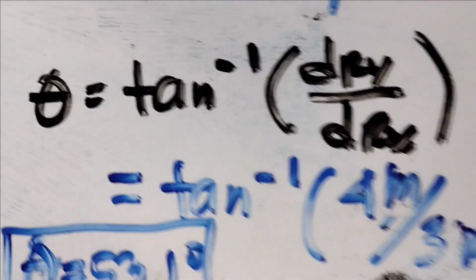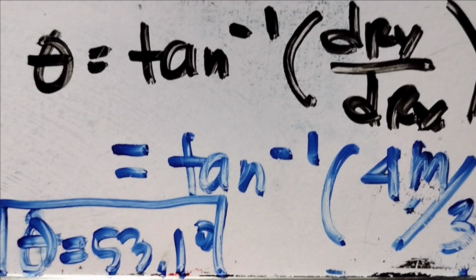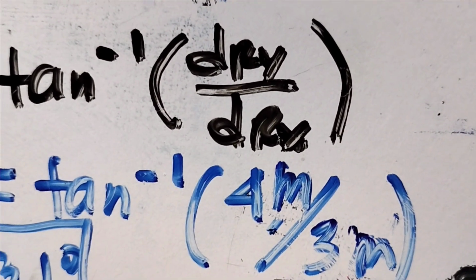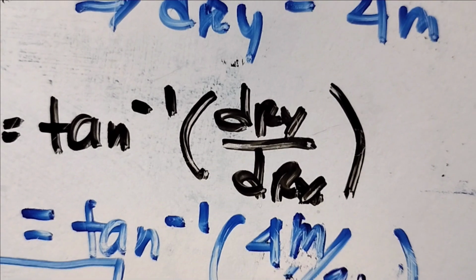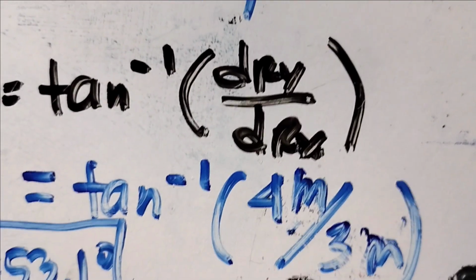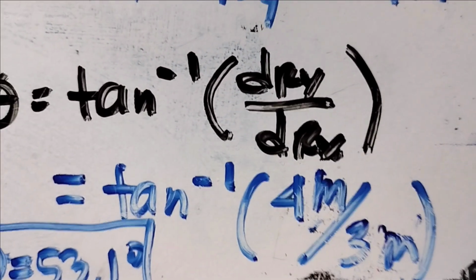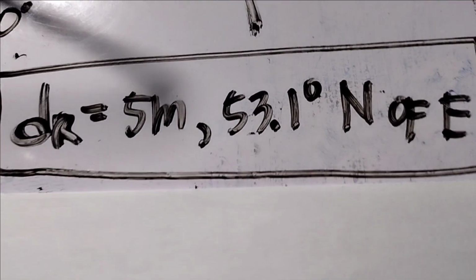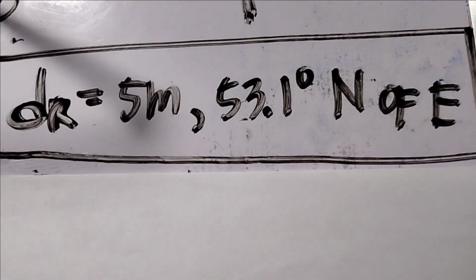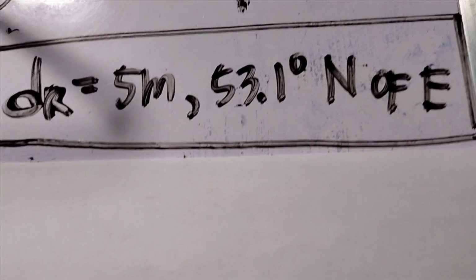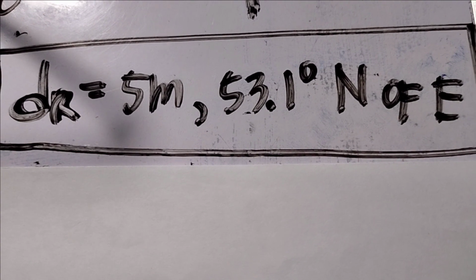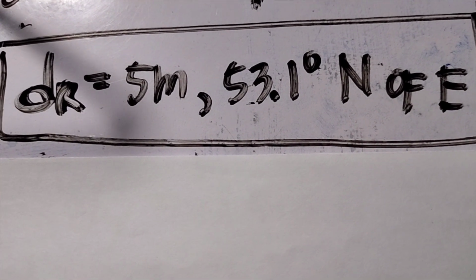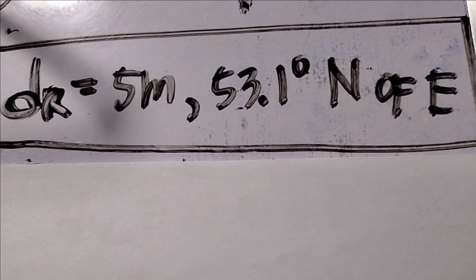So this 53.1 degrees is in which quadrant? If you check the values for DRx and DRy, they are both positive. Meaning to say, this is along the first quadrant. So if we write the final answer for the resultant vector, the resultant displacement is 5 meters, 53.1 degrees north of east. So that's how you solve this problem using the component method. Thank you for watching.